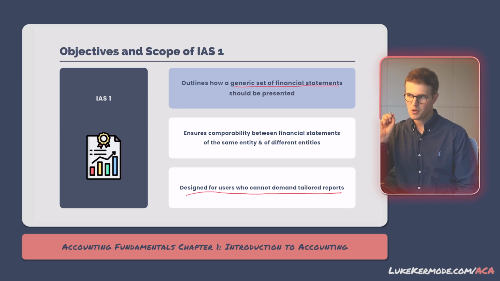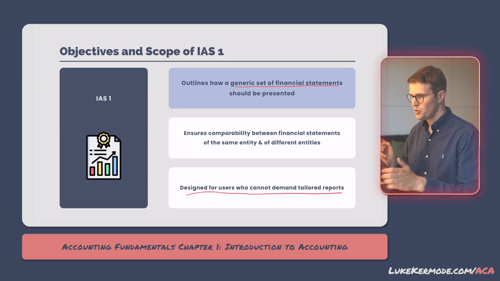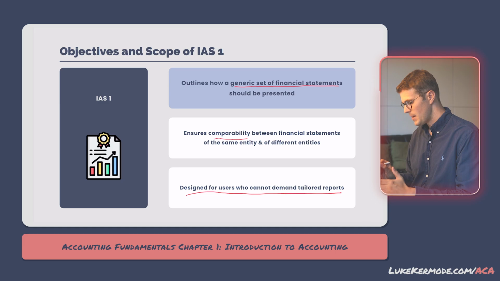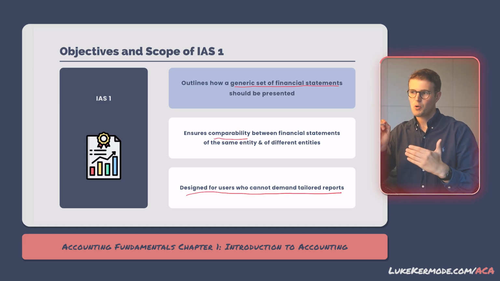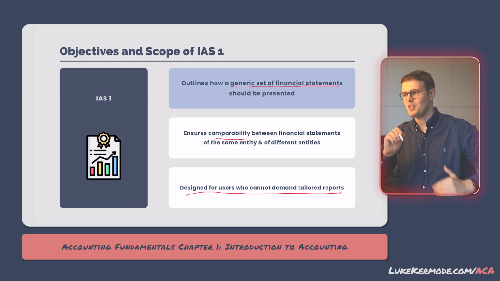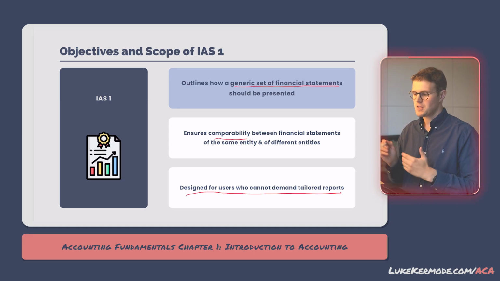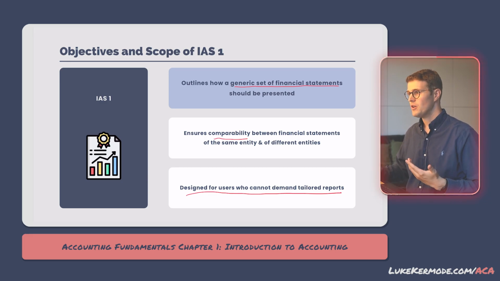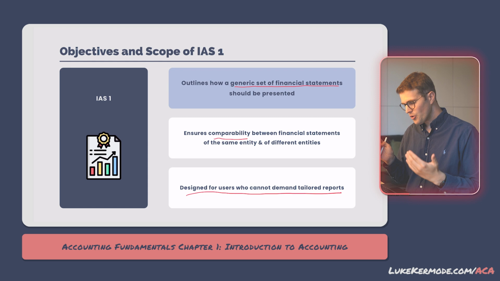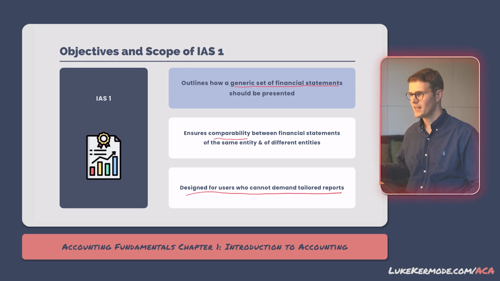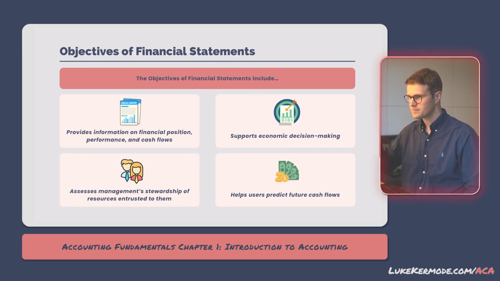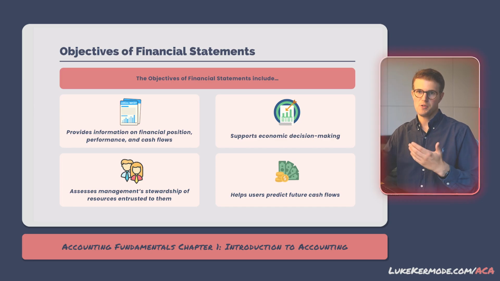And the key focus here is on comparability. IAS 1 helps ensure that financial statements can be compared, not only across different time periods for the same business, but also between competitors in the same industry. This makes it easier for users like investors, lenders, regulators to understand and analyze financial information wherever it comes from. In short, IAS 1 sets the stage for consistent and comparable financial reporting, helping to support informed decision making across the business world. So, what exactly is the purpose of financial statements?